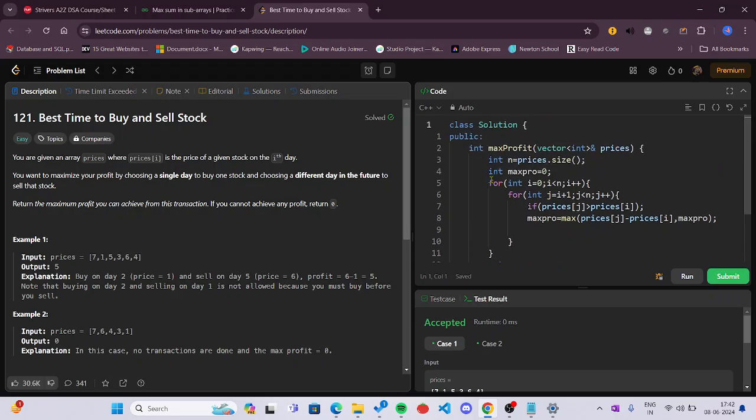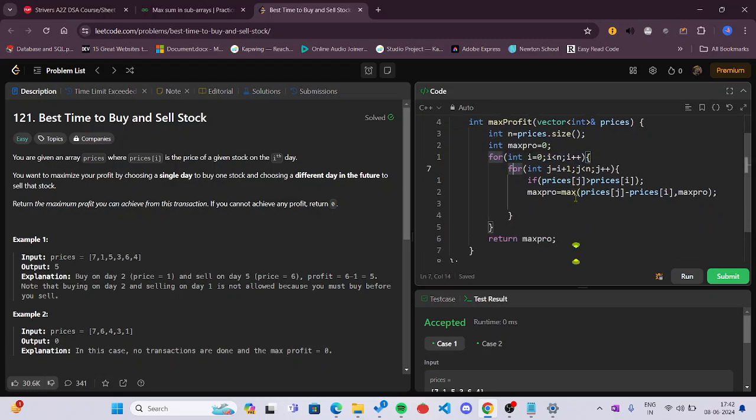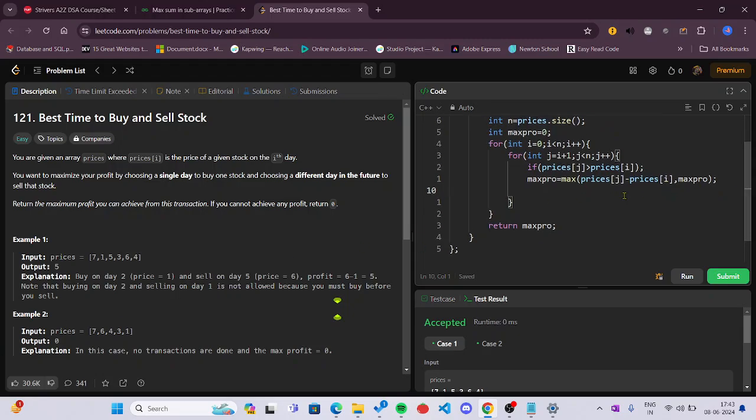And then I have used a for loop to run the outer loop, and then another loop, that is J. And now J will be, if I is here, J will be here, right? And if J is greater, I have to check, then just J minus I, that will be the maximum profit, right here.